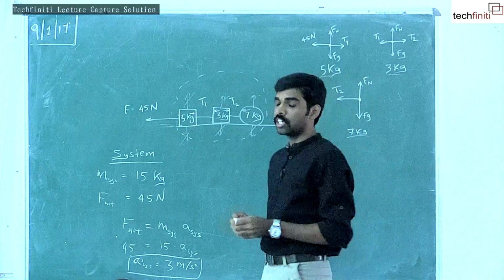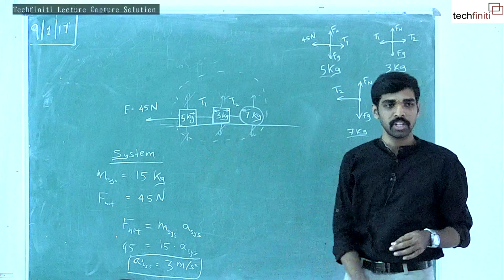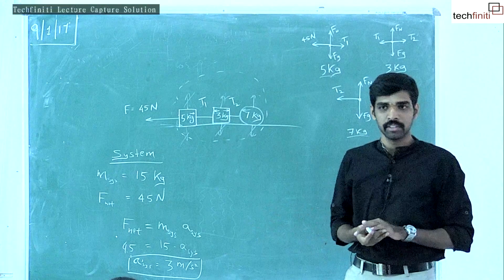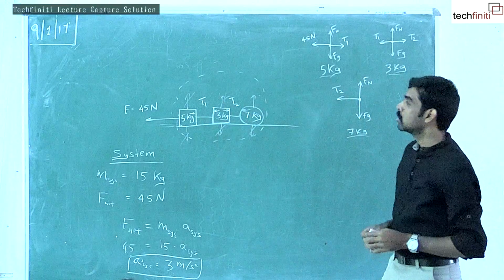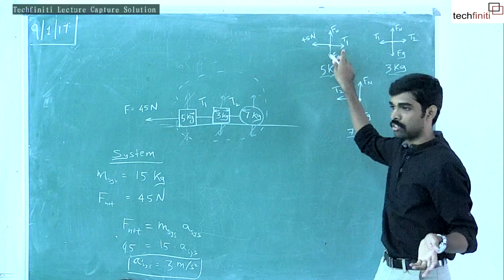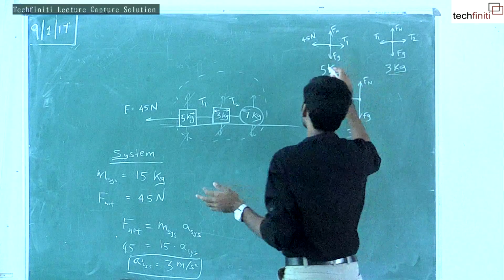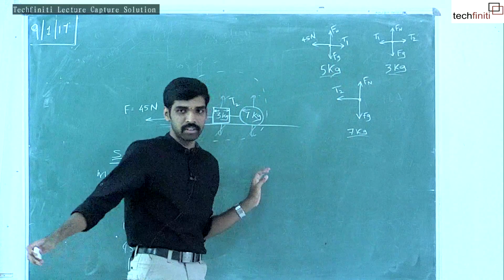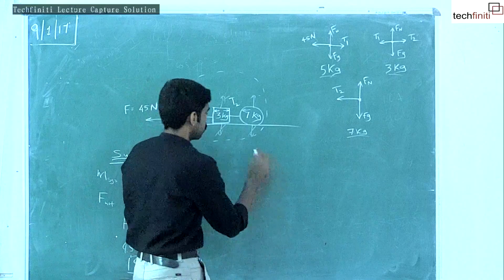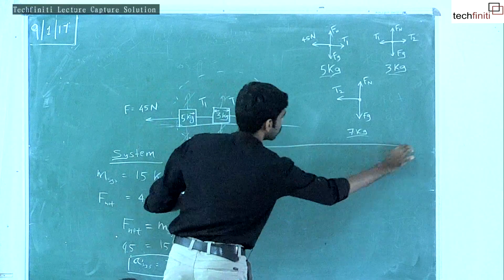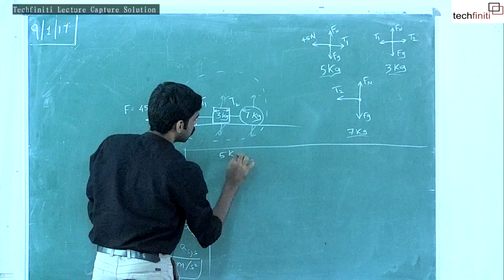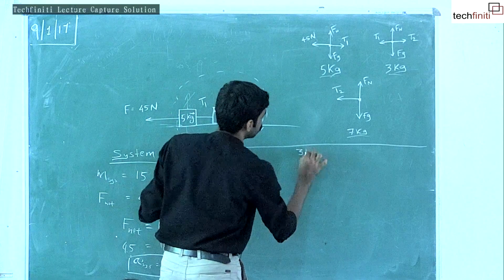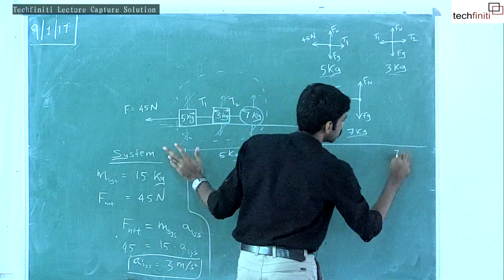Now let's take this 5 kg. We know the acceleration, right? What is the net force acting on the 5 kg? Good. So the net force will be 45 minus T1. Right? So let's split it like this: 5 kg, 3 kg and 7 kg.